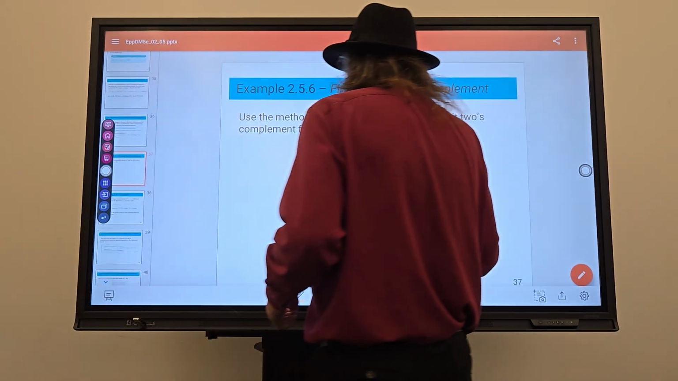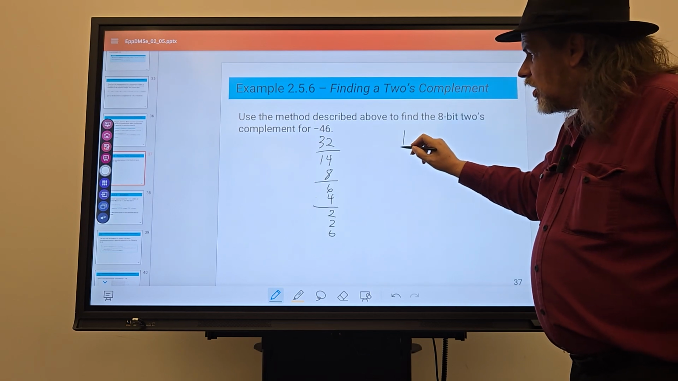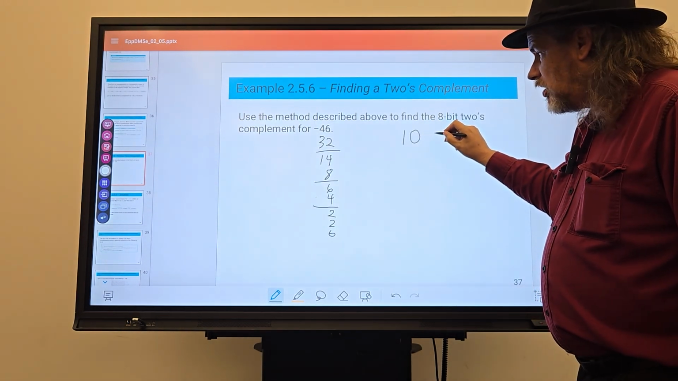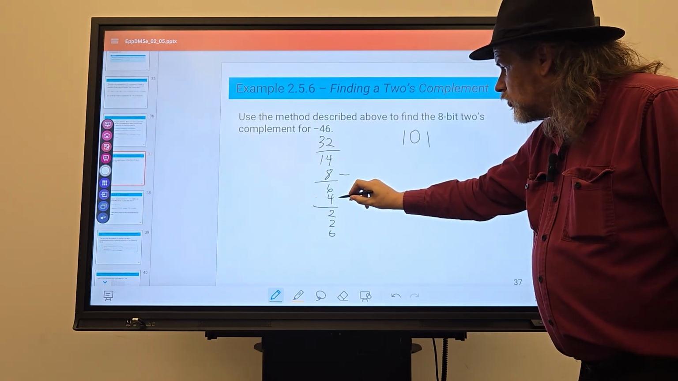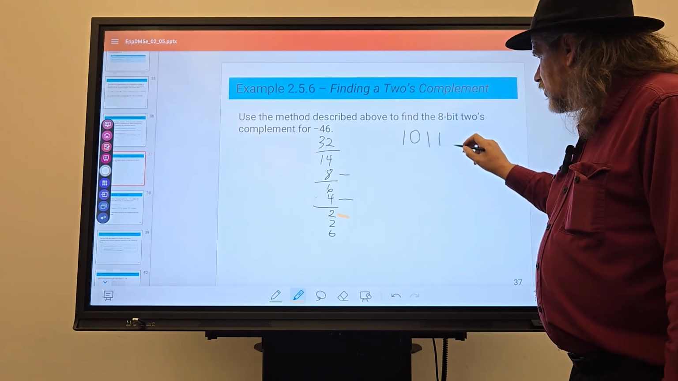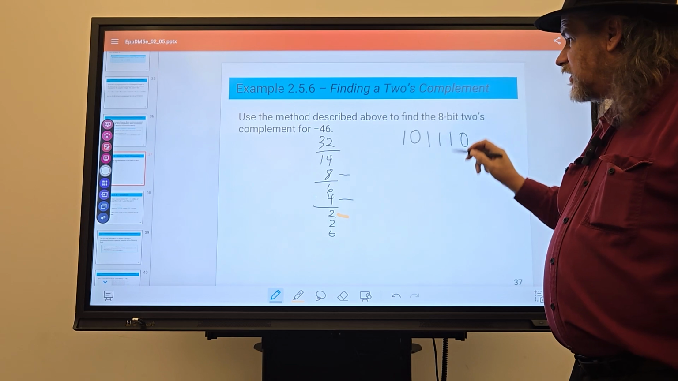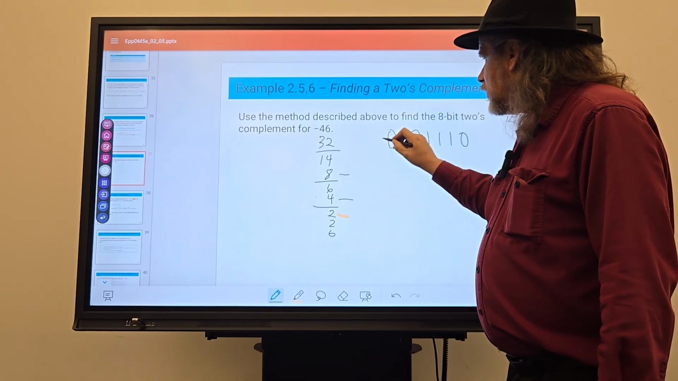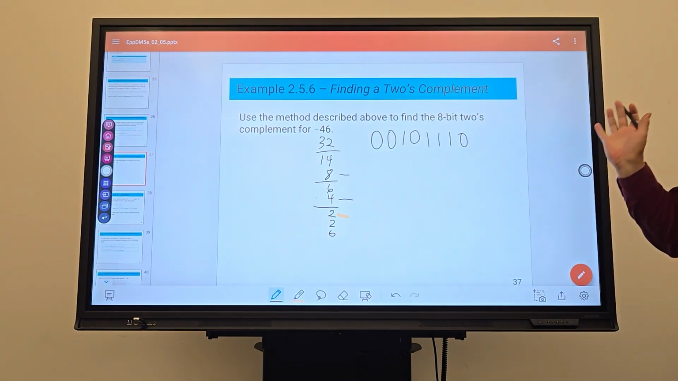So you have a 1 in the 32's place, a 0 in the 16's place, a 1 in the 8's place, a 1 in the 4's place, a 1 in the 2's place, and a 0. And it's 8-bit, so this is only 6. So we give 2 leading zeros. It doesn't affect the value, right?